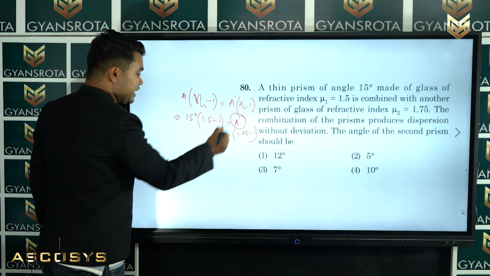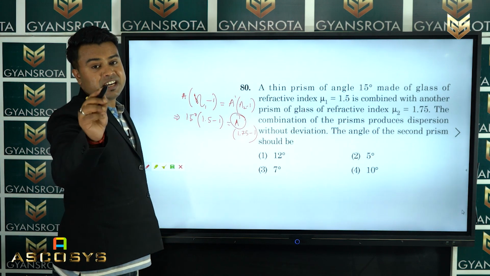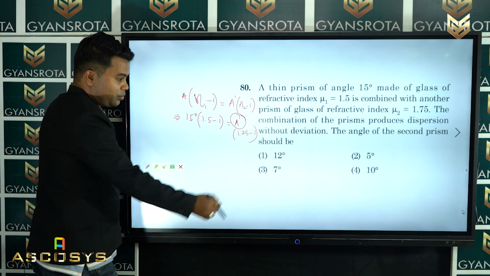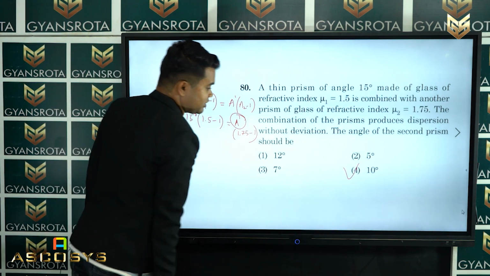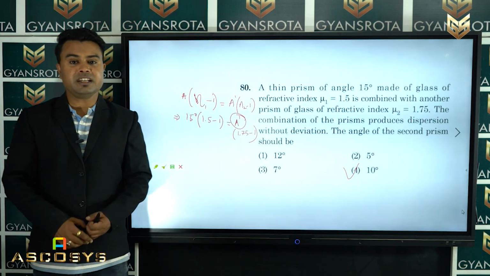So this is what we are supplied with. We need to calculate A dash. Simply take this one to the denominator and find the answer, and the correct answer for this question will be 10 degree. So option number 4 is the correct answer. Now let us move to the next question, question number 81.